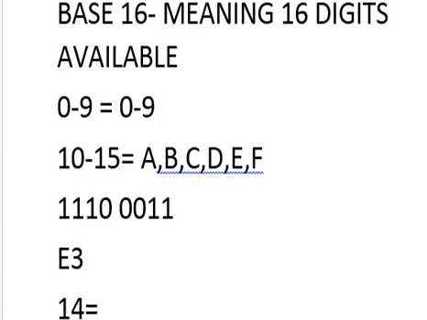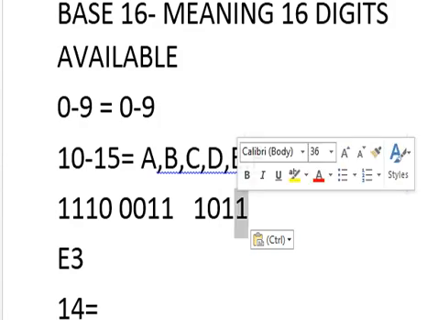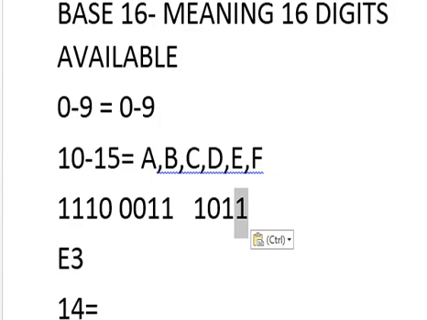And then for the next part, we do 1, 0, 1, 1. So we know that 8 is 1, 2 is 1, and 1 is 1. So we add 8 and 2 and 1, which is 11. And 11 in hexadecimal is B. So we have E3B.